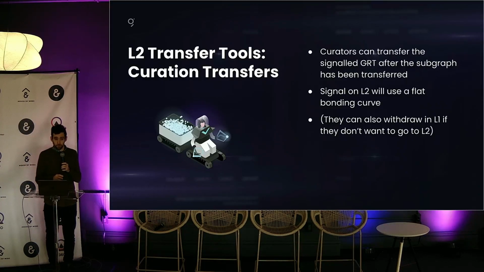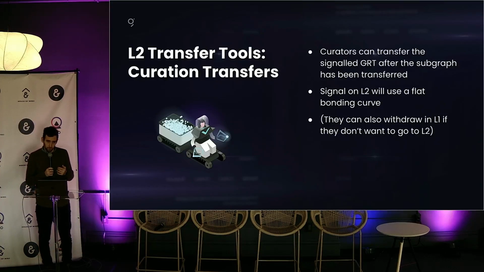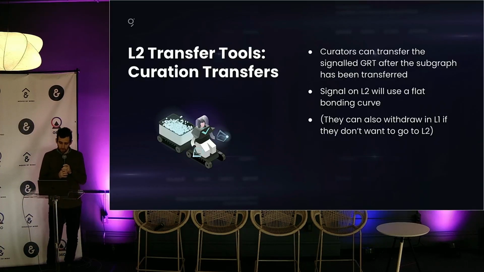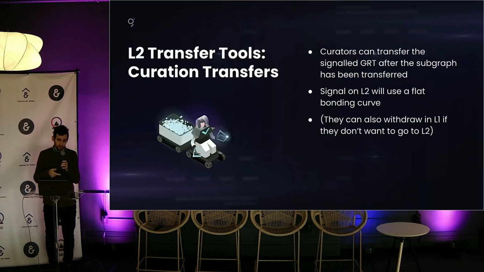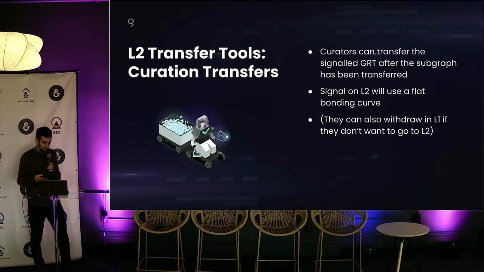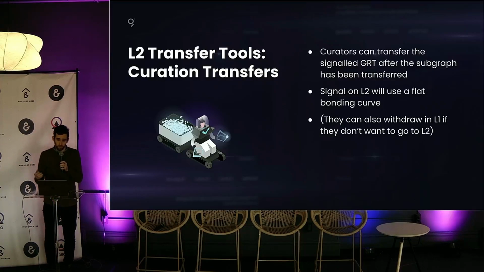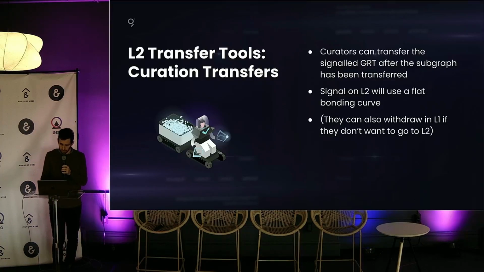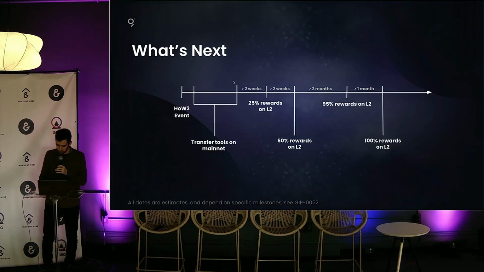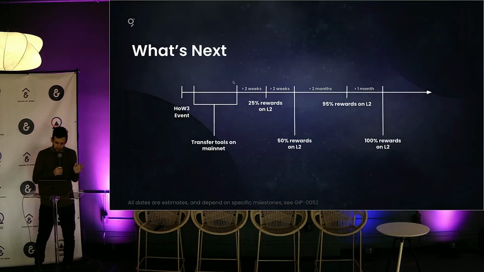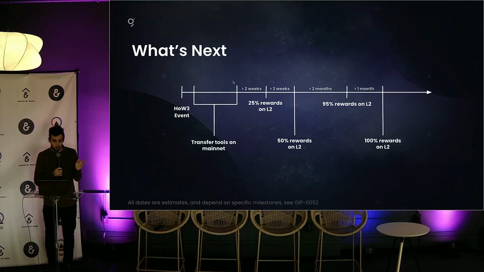Now, signal on L2 uses the flat bonding curve. We've mentioned this a few times, and this means there's less risk when you're curating. But for this, your curation signal is converted to GRT when the subgraph is migrated, and then that amount of GRT will be used to mint new signal in L2. In this case, you can also just withdraw in L1 if you don't want to go through the bridging process. So that's the transfer tools. It should be only those 4 cases.